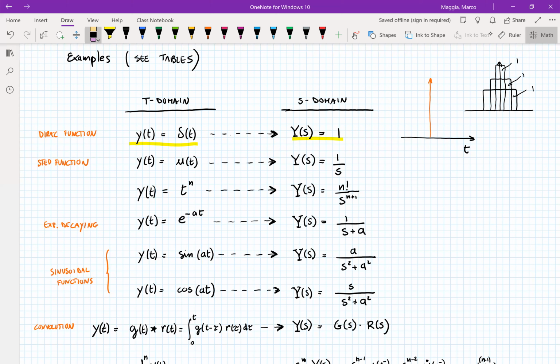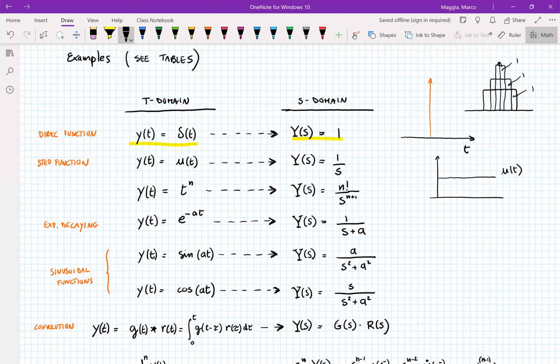Second example, step function. Step function, also known as Heaviside function, it's just a constant function. You should think of it as just a constant function. And if its height is equal to 1, then it is also indicated as u of t, where u is the unit. So this is the step function. In controls, a constant function is called a step function.